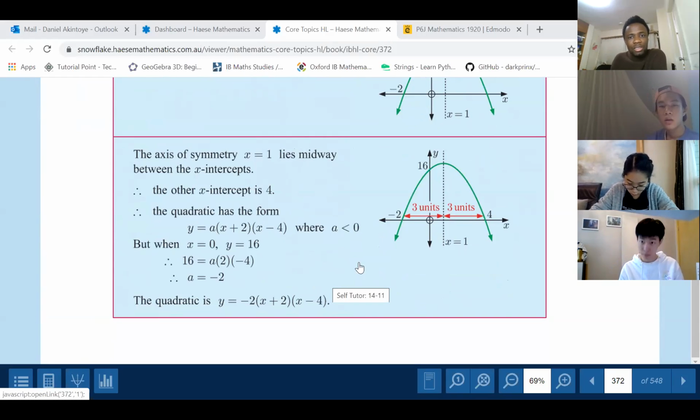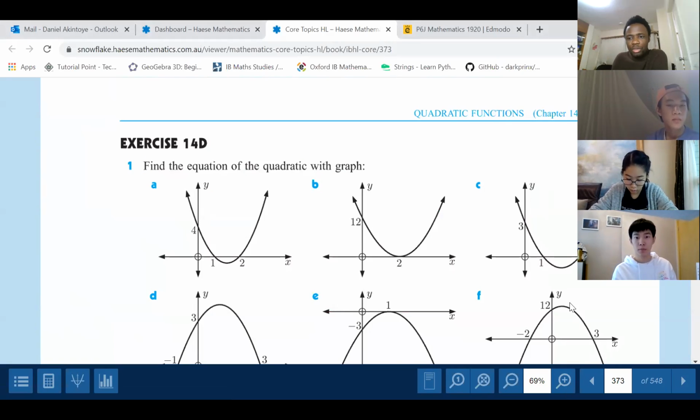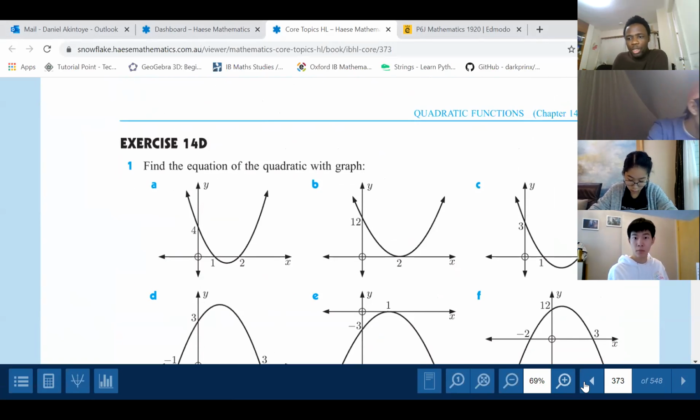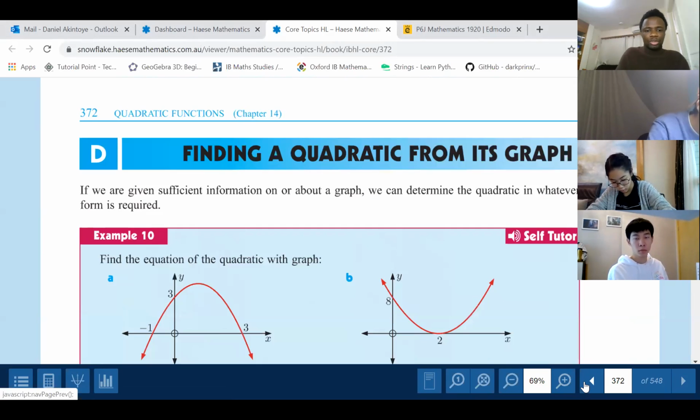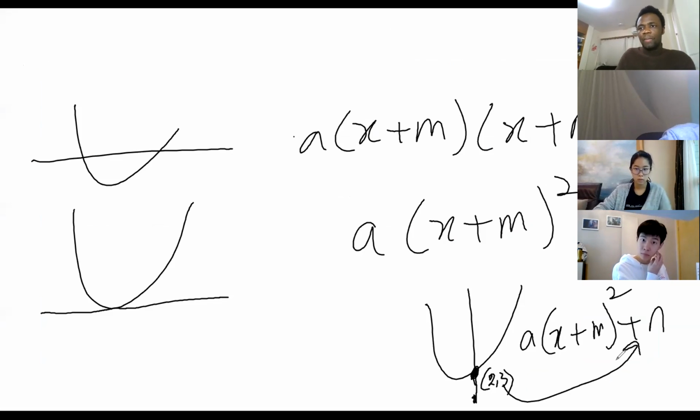Does that make sense? Okay, what if you are not given the coordinates? That's the one I'm trying to explain on the board. I take you back to the board. I'll send all this to you as screenshots.